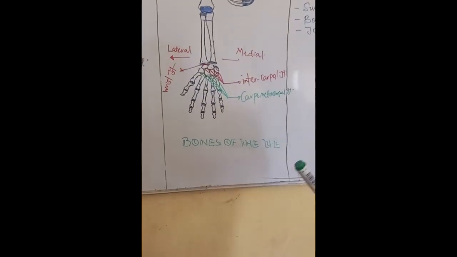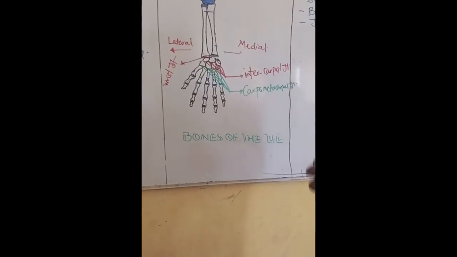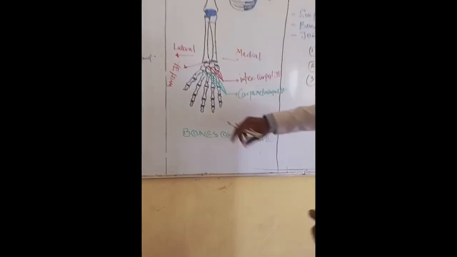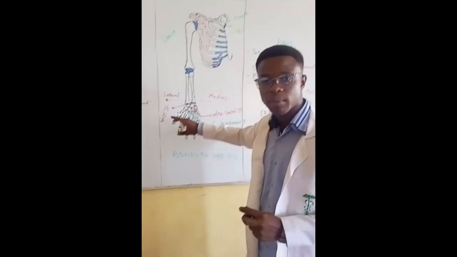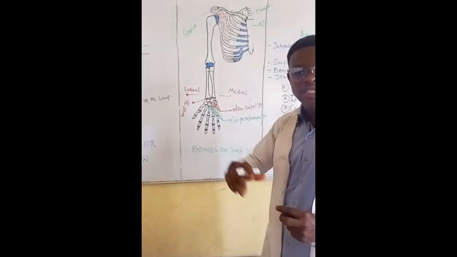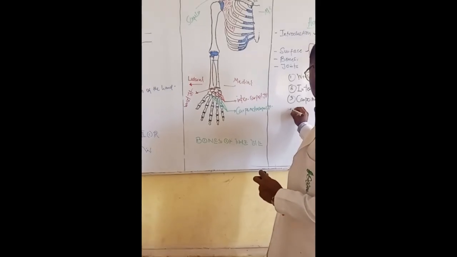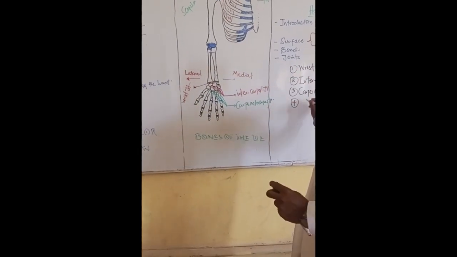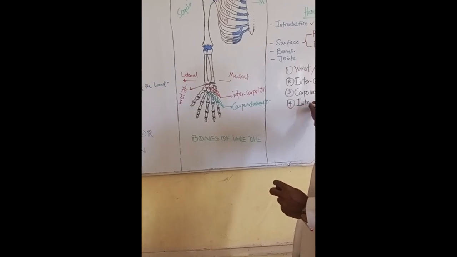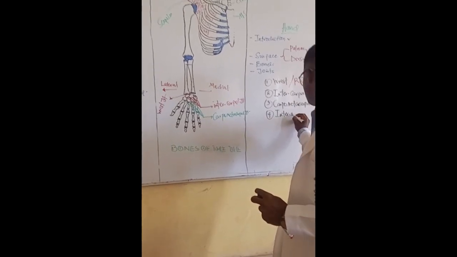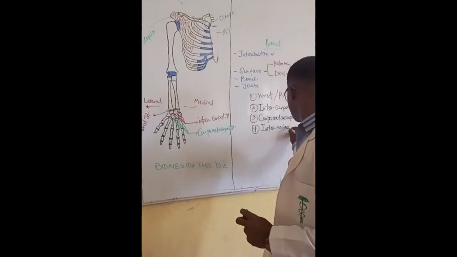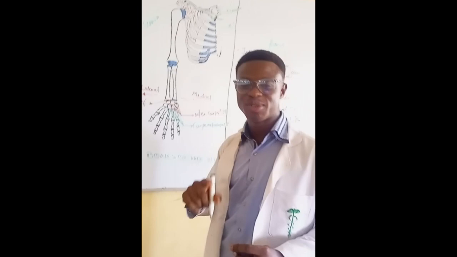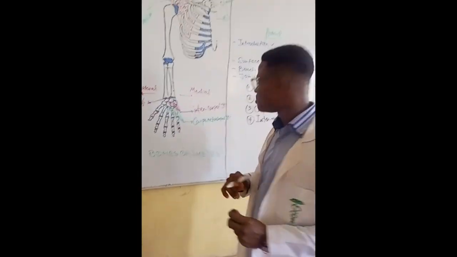So the next joint we'll be considering is the joint that is formed between the metacarpal bones, and that is called the intermetacarpal joint. Just like the way we have the intercarpal joints, we have the intermetacarpal joints. Please, wherever I said bones, it's joints, not bones.